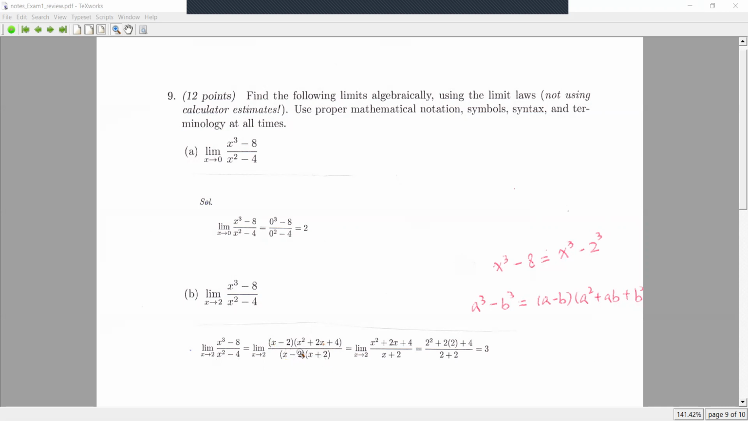Cancel out x minus 2. Then we have this equation. Now, direct substitution again, plug in 2 for x. Then the limit is this number. This number is 3. So this limit is 3.